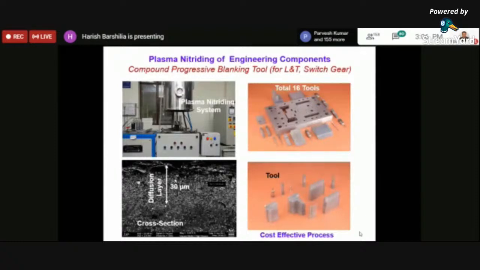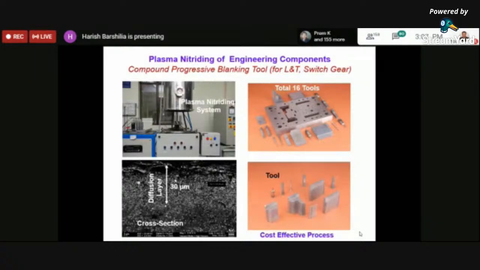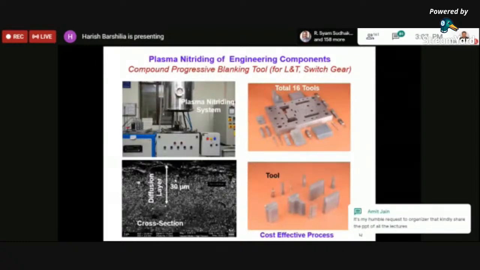For example, take mild steel or tool steel. Then you find that the composition of that diffusion layer changes, and it has properties different from those of the core material. We call it a diffusion layer, which is about 30 to 100 micron, depending upon the process parameters. On the right-hand side, I have shown you some tools which are plasma nitrided, and they can be used for blanking and other kinds of applications. There's another way wherein you can use PVD technology to improve mechanical properties.